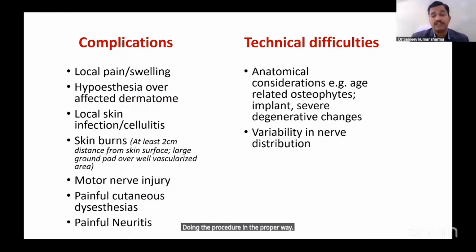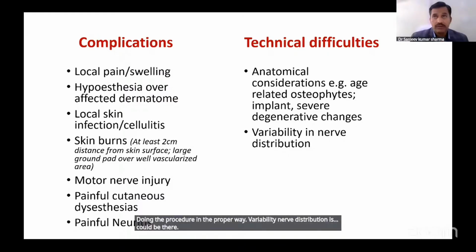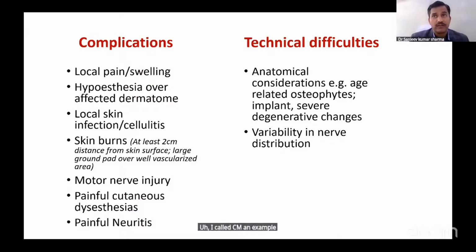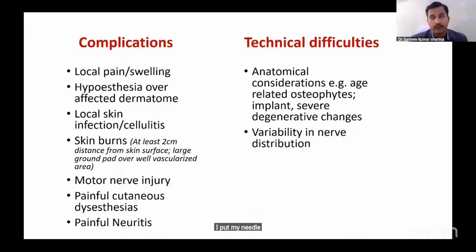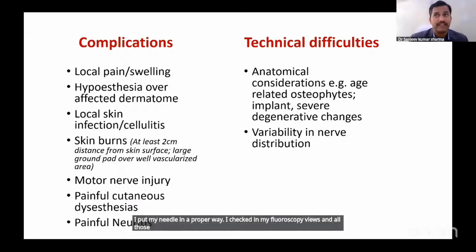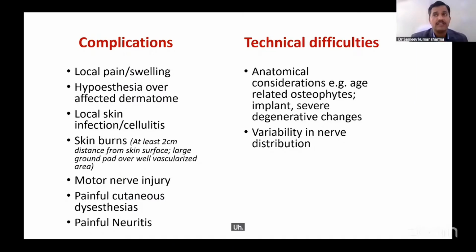Variability in nerve distribution could be there. I could give one example. I was trying to do gasserian ganglion RFA for the V3 area. I put my needle in a proper way. I checked in my fluoroscopy views, and all those things were perfect. I even checked with sensory and motor stimulation also.